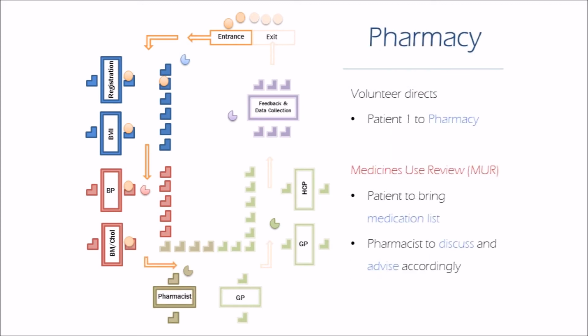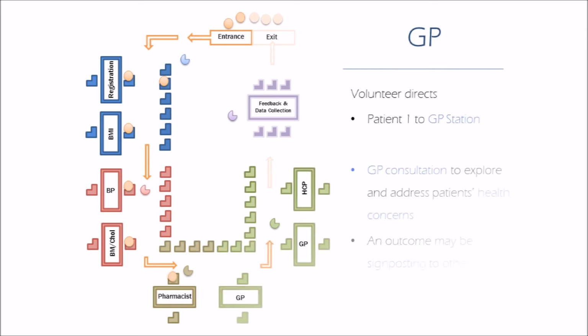Pharmacy. A volunteer should direct patient 1 to the pharmacy desk. When advertising your screening event, ask attendees to bring the medication list with them. This will ensure pharmacy medicines use reviews can be used productively to discuss and advise accordingly on patients' medicines. A volunteer should then direct patient 1 to the GP station.